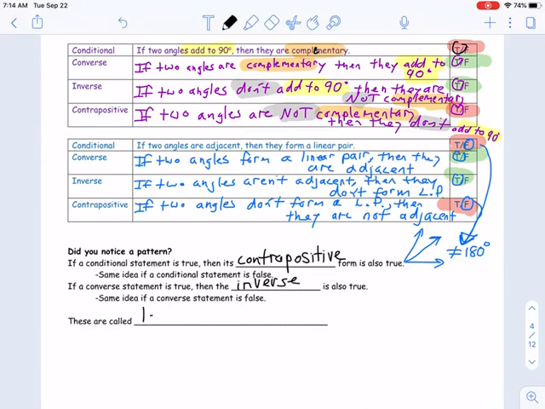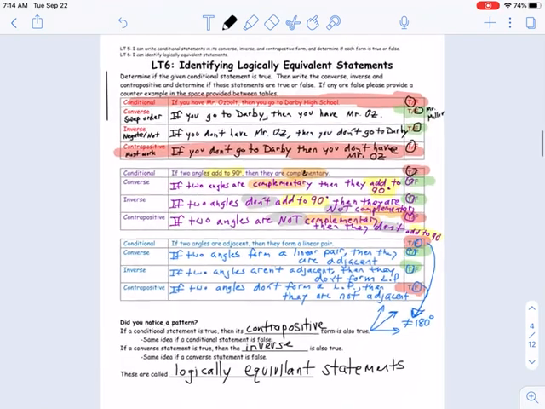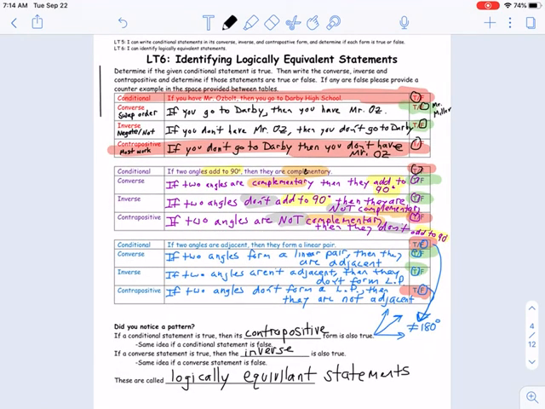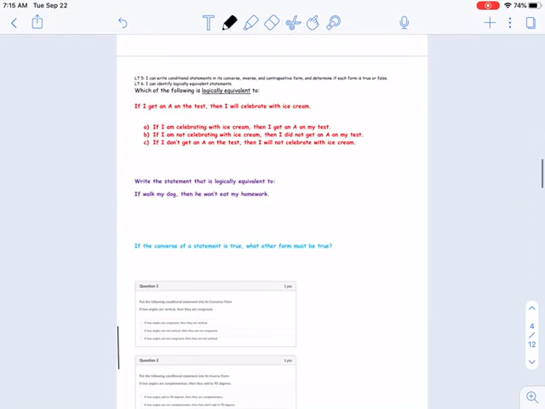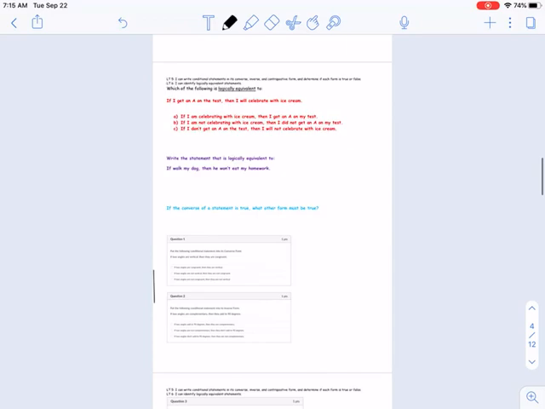All right, and these are logically equivalent statements. All right, whew. That was some beast of some work right there. We're getting really good at this stuff. One last video, couple problems, then you get to do some problems on your own.